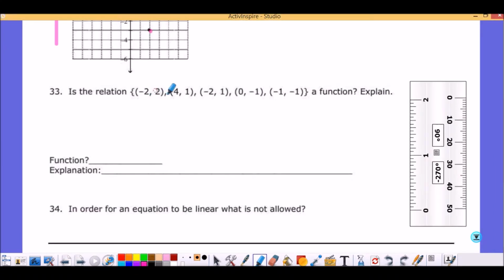Alright, so problem number 33 is asking the same thing. So let's take a look at the ordered pairs. I have my x and my y, which I'm going to go ahead and label. And remember, in order for something to be a function, x's never repeat. Well, if you notice, -2 repeats, so this is not a function.